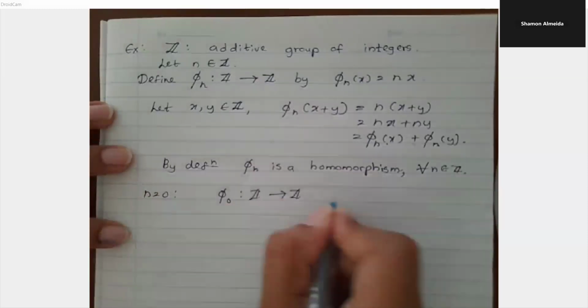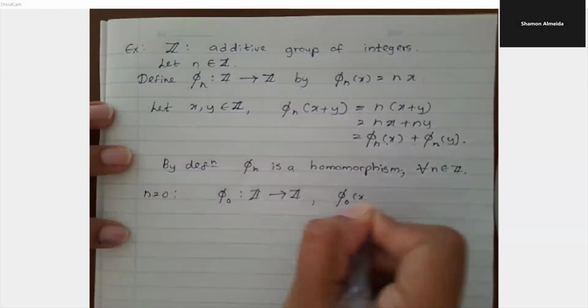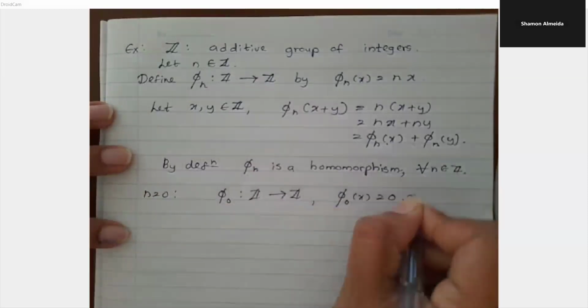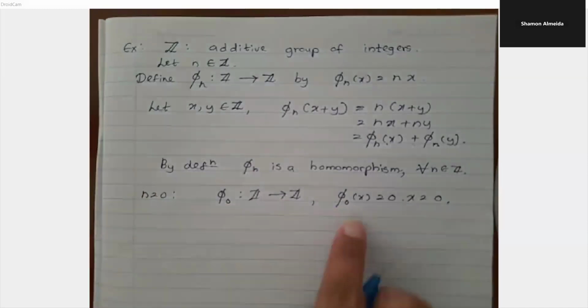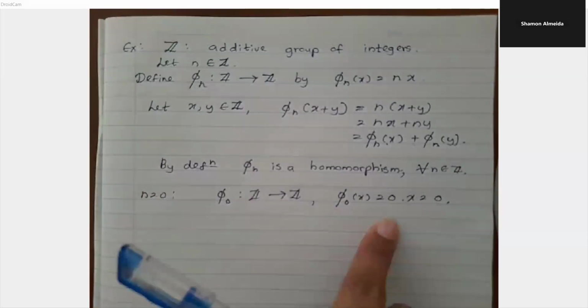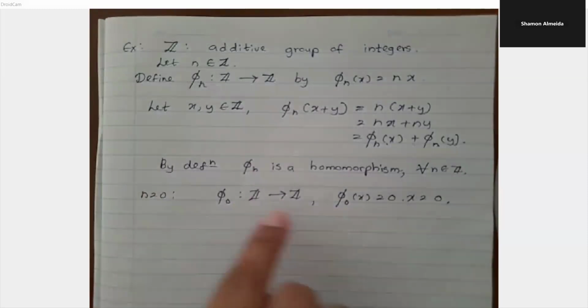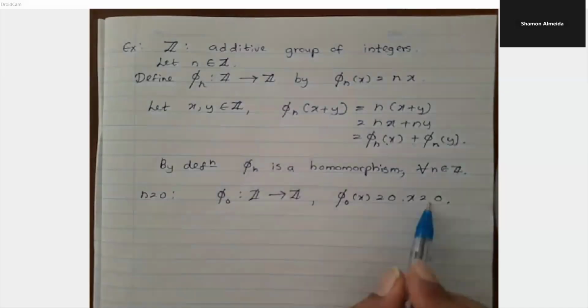defined by 0 times x, which is simply 0. Now this we have seen early on when we were doing examples of homomorphisms. This is the trivial homomorphism from Z to itself. Why is this a trivial homomorphism? We are taking every element from Z and mapping it to 0, which is the identity in Z, right?